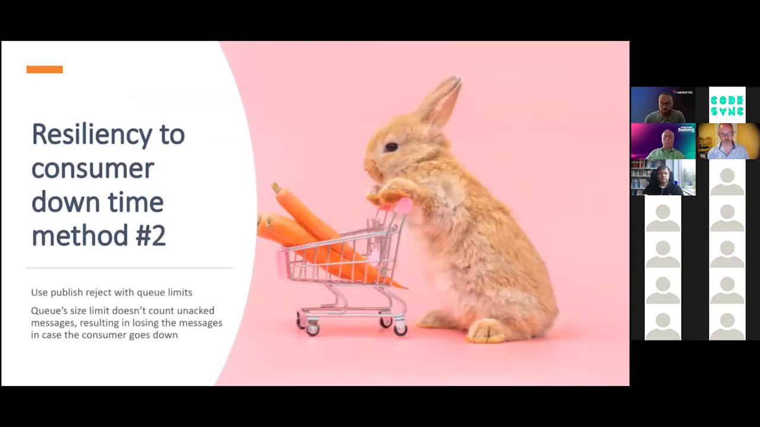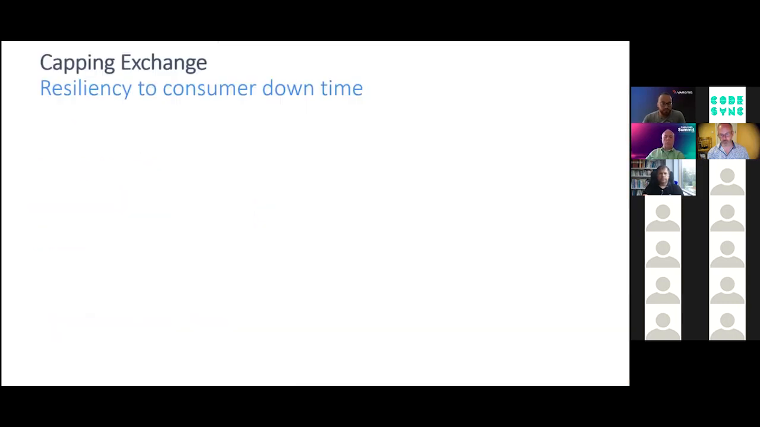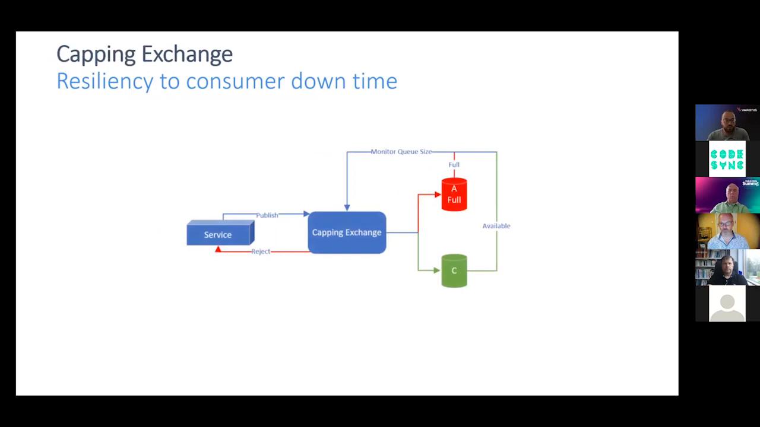Method number 2. Again, we are talking about publish reject, and we actually use that as well. We have another custom plugin called Custom Exchange, which does basically the same thing as the storage exchange I mentioned, but instead of storing the message, it rejects the message. So the service knows that it shouldn't continue and publish to the queue.